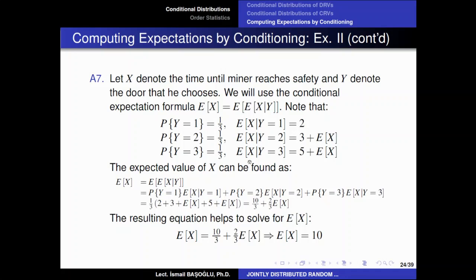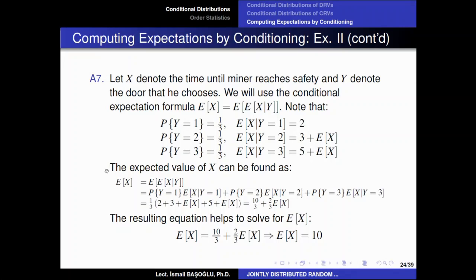And in the third case, if he chooses the third door, this time he's going to travel for 5 hours, and this 5 hours is going to be wasted. And after that, when he comes back to the starting point again, the expected remaining time is going to be the same as the expected value of x. So the process is going to restart itself again.